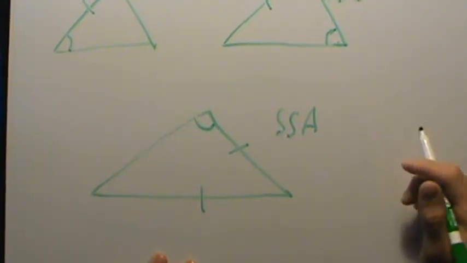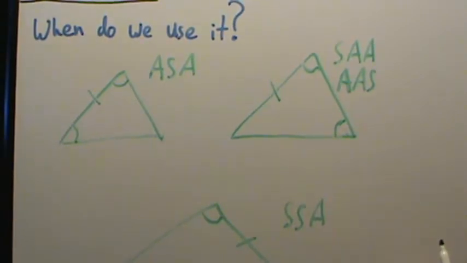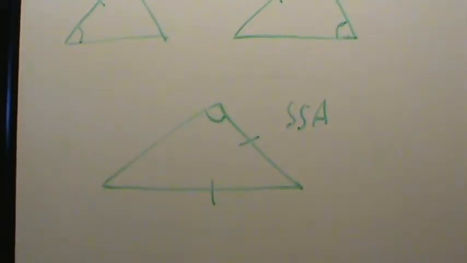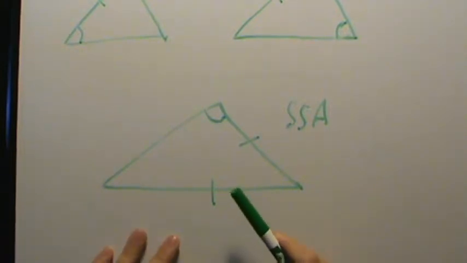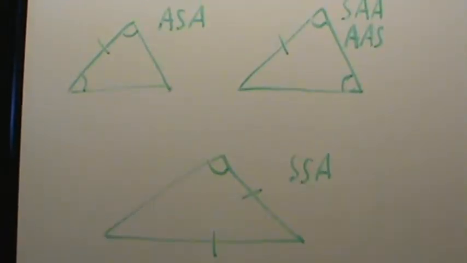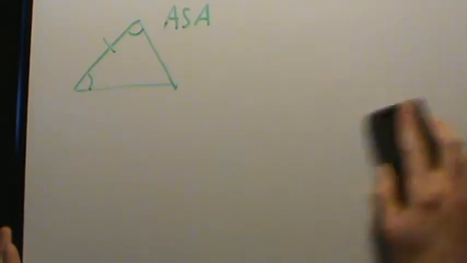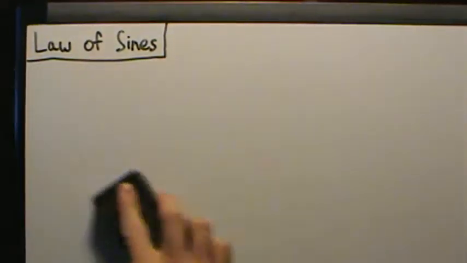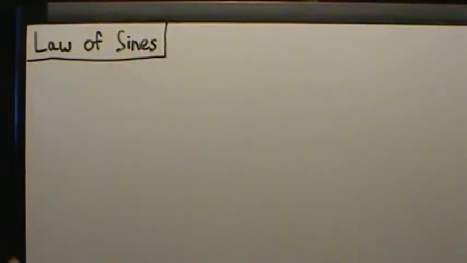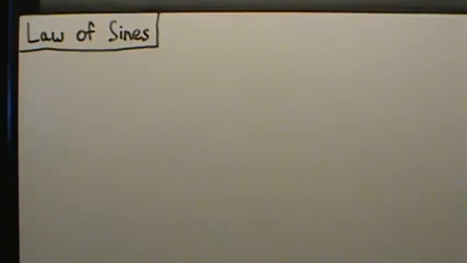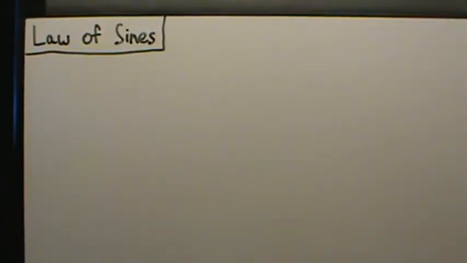But for now, let's do an example with one of these two, and then we'll do some more examples in the upcoming videos, and then eventually we will cover the ambiguous case. But for now, just know that the ambiguous case can only come from SSA, and we will talk about that in a later video. Okay, so for now, let's see an example. And again, if you have something else that's not one of those cases, then you have to use the law of cosines, or just nothing will work if you're not given enough information. But let's go ahead and do an example.